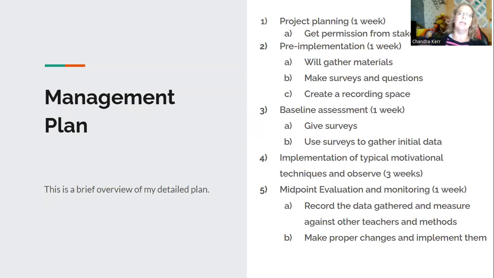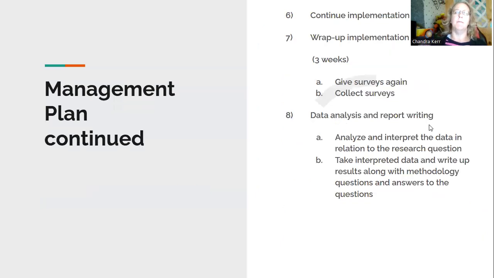Now, pre-implementation, that's where you're getting your things together. And the baseline assessment, that's where I'm going to give my survey and then use that survey to get a baseline. Where am I in this particular topic? And then I'm going to take that and implement it into my teaching. And then at the midway point, I gather my research from my journals, measure it against my prior assessment, make proper changes, and then implement them.